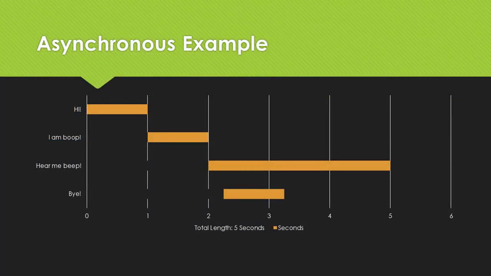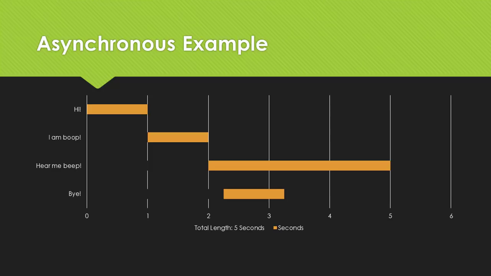Let's look at the visual example again, except with the newer version. I'll run the script, and once again, we'll see the hello I am boop message run. They both take 1 second. Then, right after those, the setTimeout function runs. This will take 3 seconds to run. However, because it has a callback function, Node will run it in the background. This makes this bit of code non-blocking.